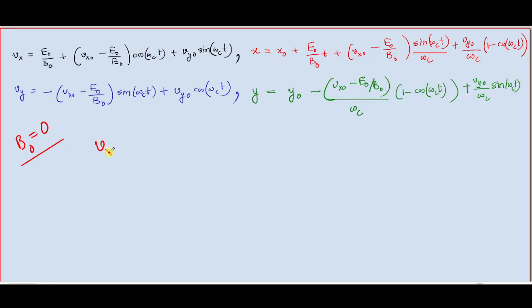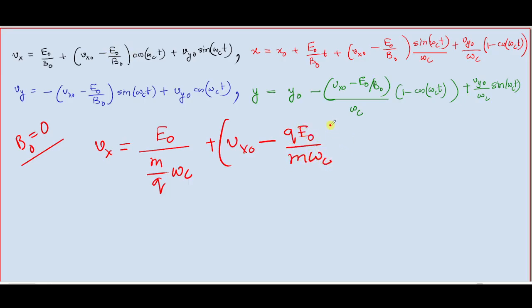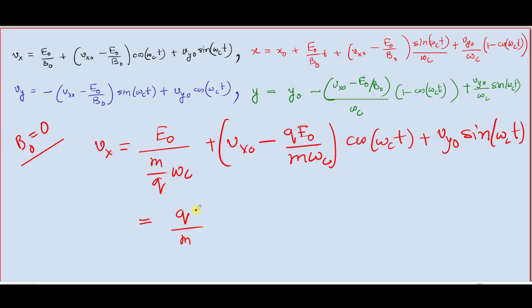So Vx here will become E0 over m by q omega c plus Vx0 minus exactly the same thing again, q E0 by m omega c, into cosine omega ct plus Vy0 sine omega ct. Now, I need to take the limit of this quantity as omega c goes to 0. Let me just do a bit of algebra before that.